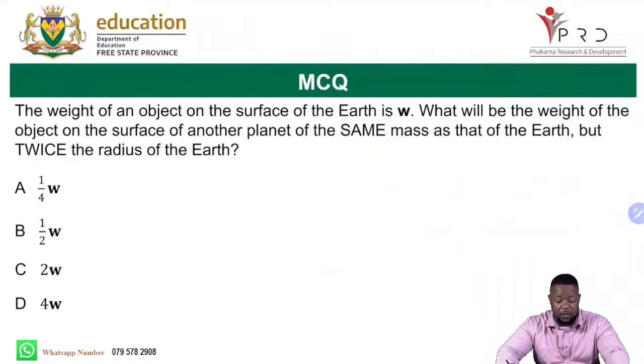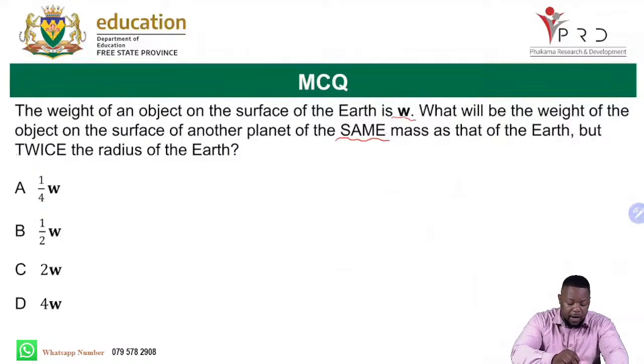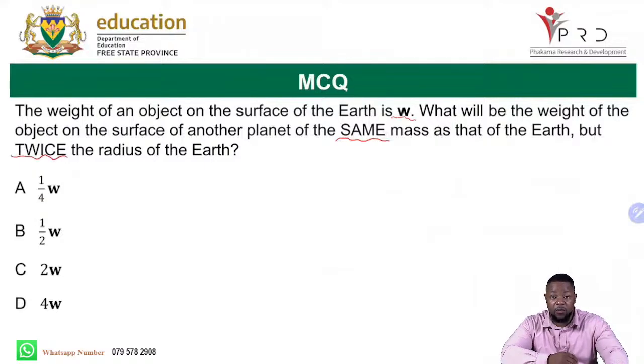Let us go through this multiple choice question together. The weight of an object on the surface of the earth is W. We are told the weight of an object on the surface of the earth is W. What will be the weight of the object on the surface of another planet? We see the key word WEIGHT here in capital letters, on a planet of the same mass as that of the earth, but twice the radius of the earth.